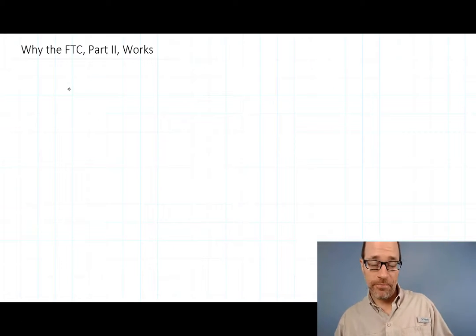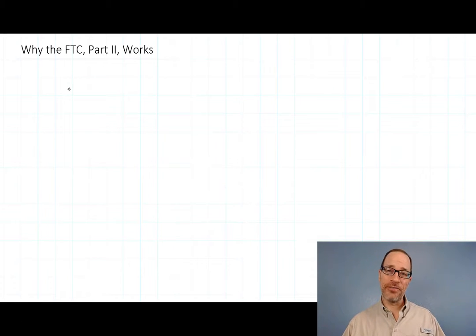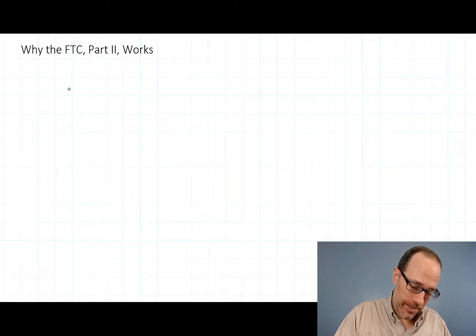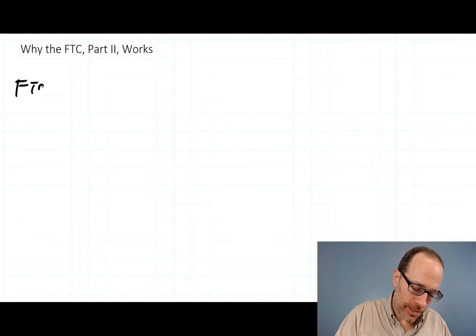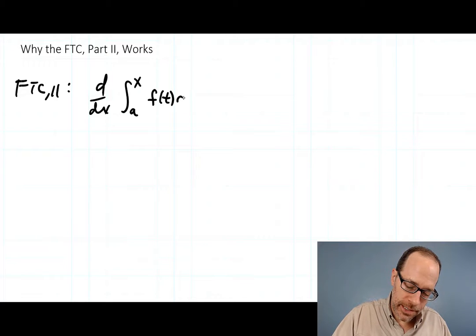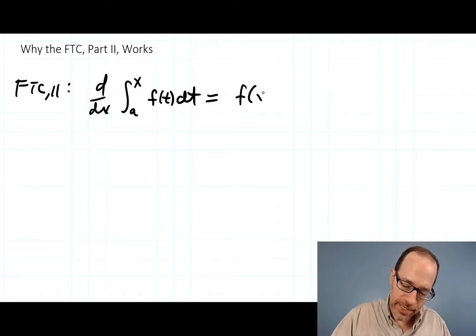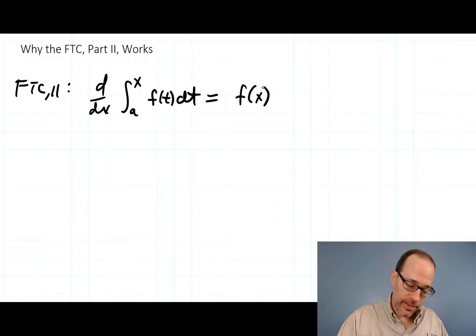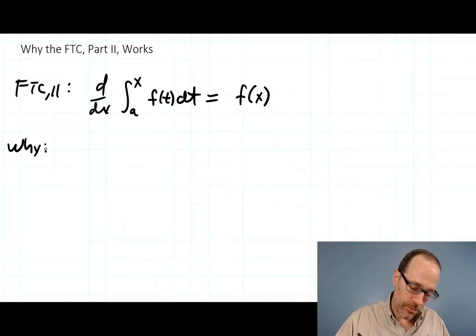All right, welcome back. Let's talk about why the fundamental theorem of calculus part 2 works. Remember, the statement was this: if you take the derivative of the integral from a, where a is a constant, to x of f of t dt, where f is a continuous function, then you get just f of x back out. Okay? So, why?